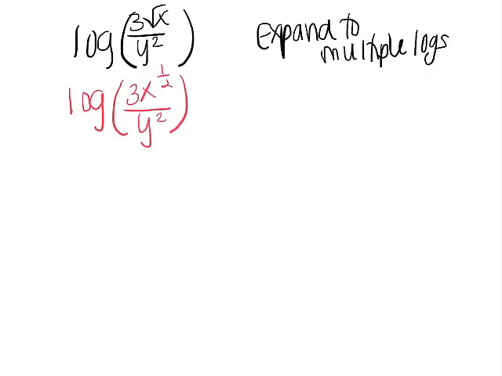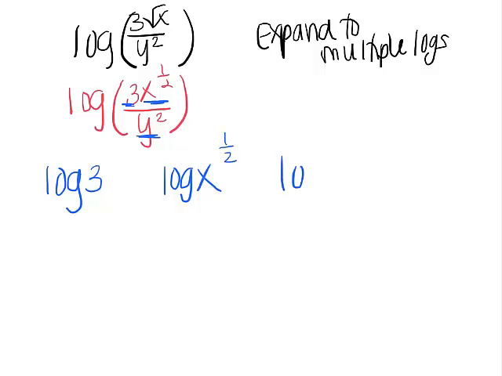Okay? Now I have 3 terms here. I have 3, I have x to the 1/2, and I have y squared. So when I separate these, I'm going to have 3 logs. Okay? 3 and x to the 1/2 are being multiplied, so I'm going to add those, and y squared is being divided, so I'm going to subtract.